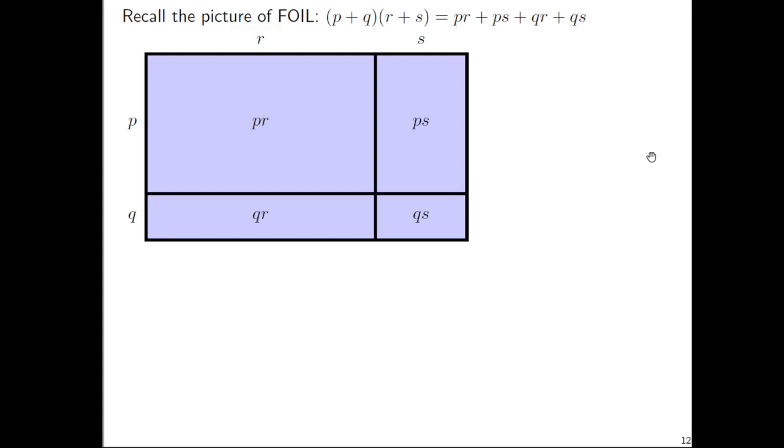So recall the picture of FOIL. So P plus Q times R plus S equals PR plus PS plus QR plus QS. So notice the P plus Q, you've got a stick of length P glued to a stick of length Q, but that's what addition was. You've got R plus S, a stick of length R and a stick of length S glued together, and then we create a rectangle with a side length of P plus Q and a side length of R plus S.